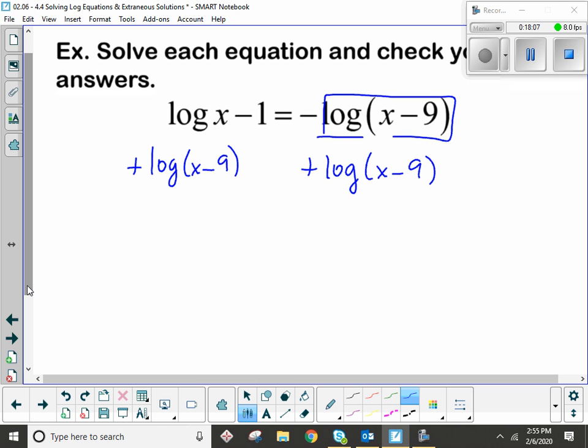So we moved our logs to the left. So what do I need to do with the constant? Move it to the right. What is the constant in this problem? The -1, right? So I'm going to add it to both sides.